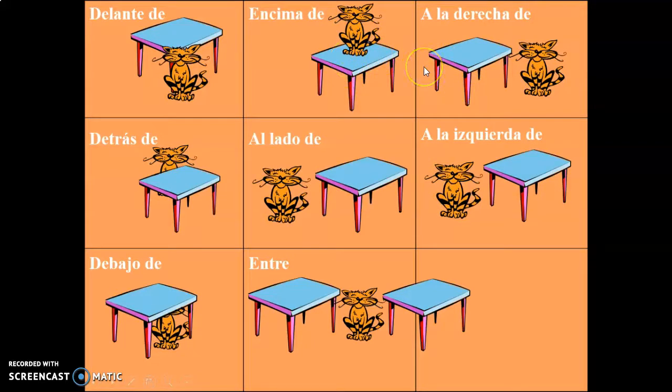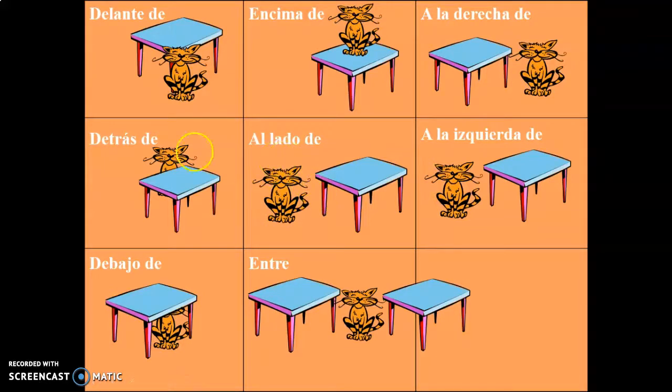Next one we've got el gato está a la derecha de. So here we've got a la derecha de, to the right of. So el gato está a la derecha de la mesa. Next one we've got here is el gato está detrás de. Detrás de means behind, okay? Behind the table. Detrás de, behind.